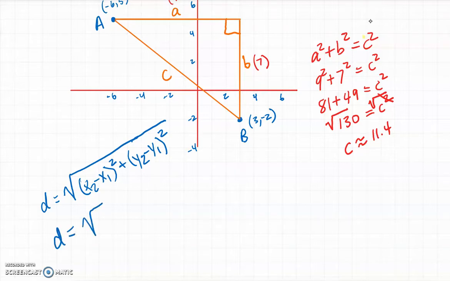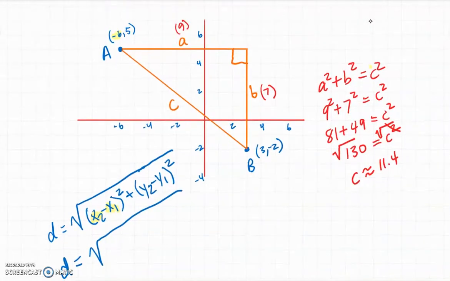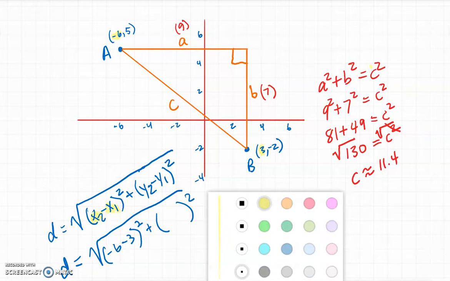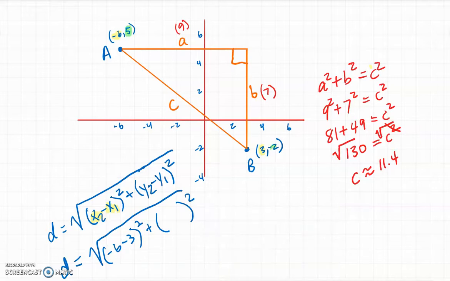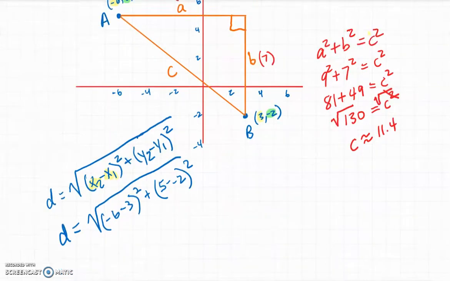So the distance is, let's plug in our two x coordinates, which are -6 and 3. So I'm going to say (-6 minus 3) squared plus, we're going to do the same thing with the y values. We have to do the y values in the same order. Since I put -6 first for the x's, I have to do the same order for the y's. So I have to say 5 minus -2. So 5 minus -2, squared.